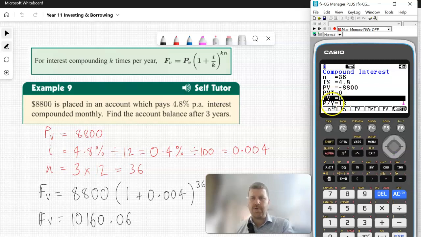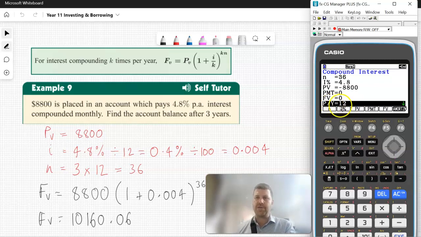And P/Y, so payments per year, that's going to be the compound frequency. So in this case, it's monthly. So P/Y is going to be 12 because it's compounded every month. So 12 as in 12 times per year. I'll leave that as 12. If it was, for example, quarterly, P/Y would be 4. If it was half yearly, it would be 2, etc.